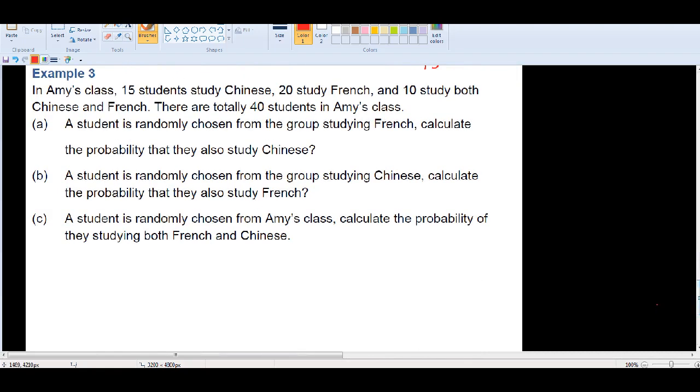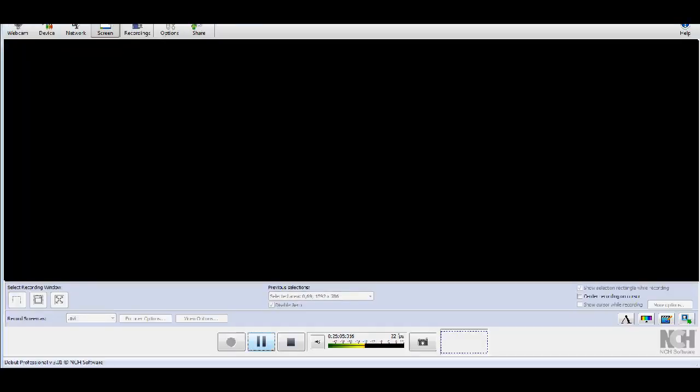For number 3, possibly I should give you a try. Again, there are 2 events, namely studying French as a language and studying Chinese. So it's F and C. You are going to draw a table or a Venn diagram to help you find the numbers and find the answers. So pause now.